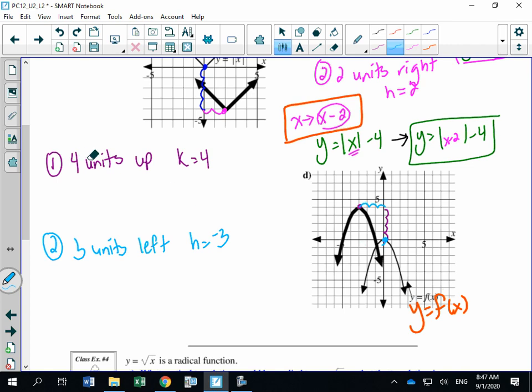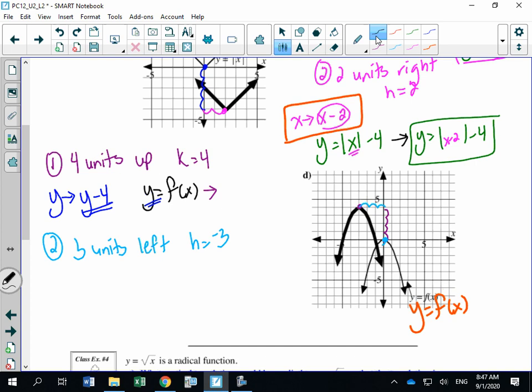Okay, what would your replacement be for going k is equal to 4? So that's a y replacement. So are we replacing y with y minus 4 or y plus 4? What does everybody think? 4 units up is going to be y minus 4. Here's the reason why. Take your original function, which is y is equal to f of x. The replacement is to take out y and to put in y minus 4.